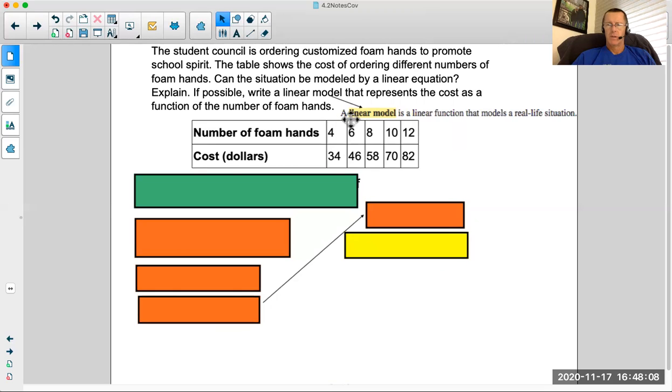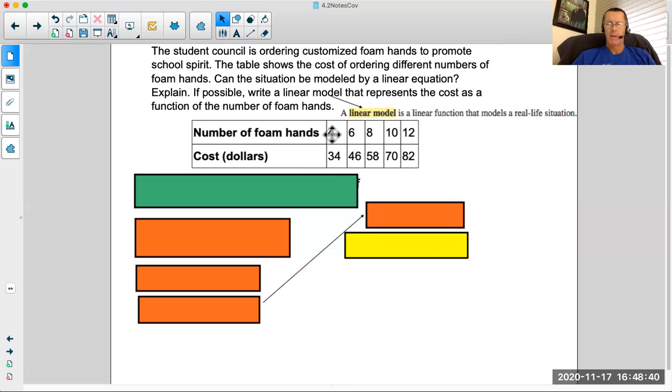Up 2, up 12, up 2, up 12. So what's the slope? Well, remember, this is the vertical, the dependent variable, and this is the independent variable. So this is the y, this is the x. What was the change here? 12 over 2. What's 12 over 2 reduced to? 6. So the slope is 6.